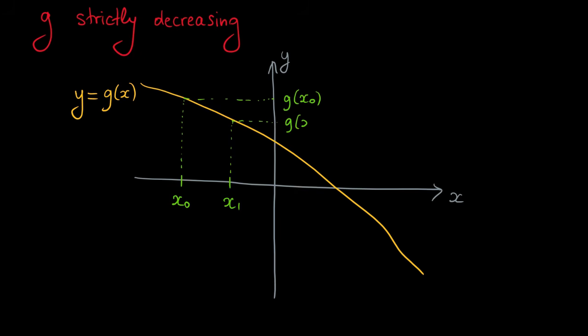So whatever order x0 and x1 were in, g of x0 and g of x1 will be in the opposite order. So we picked x0 to be strictly less than x1, but notice that g of x0 now is strictly greater than g of x1. That's what a strictly decreasing function does. It reverses the original order.